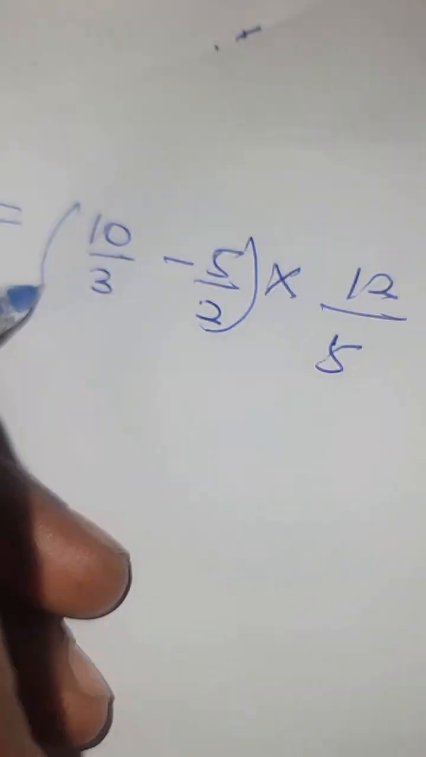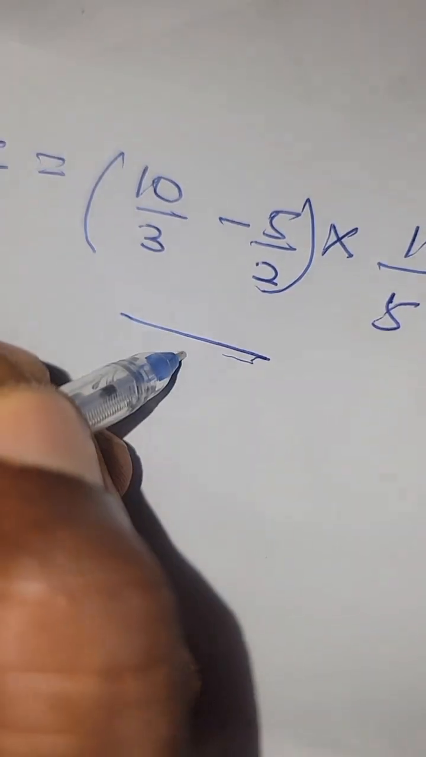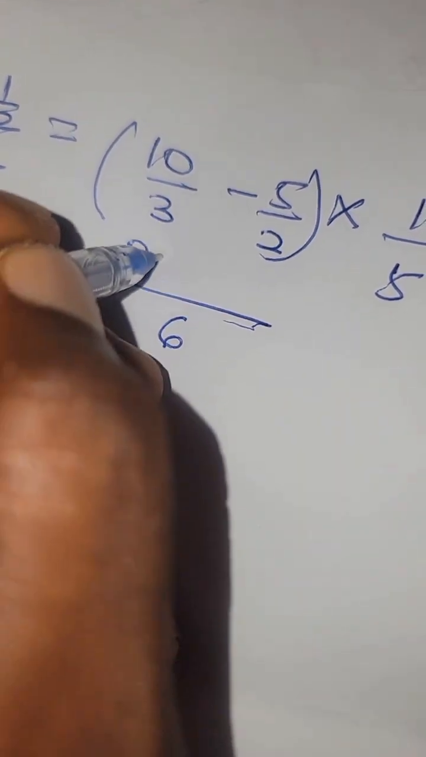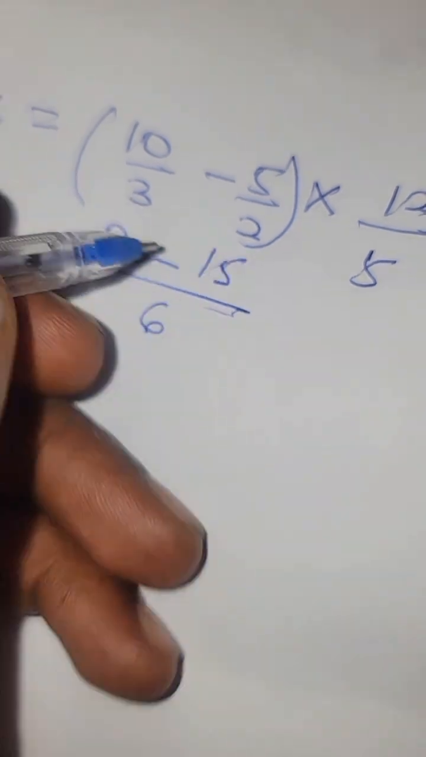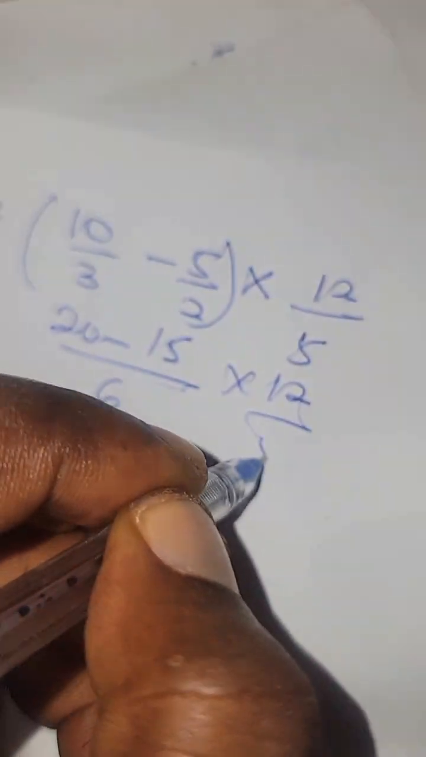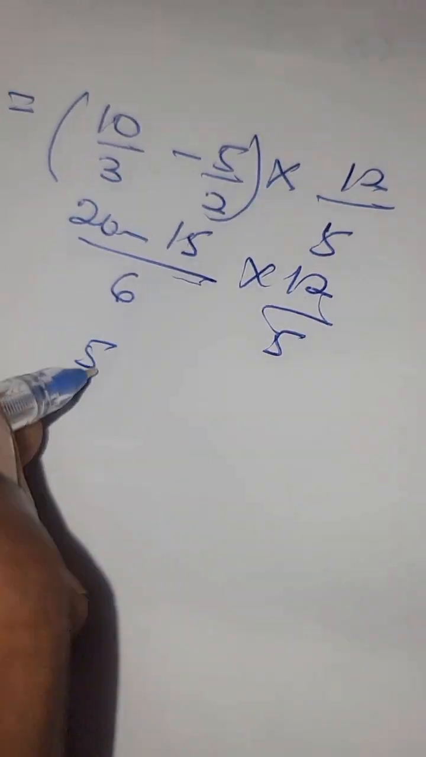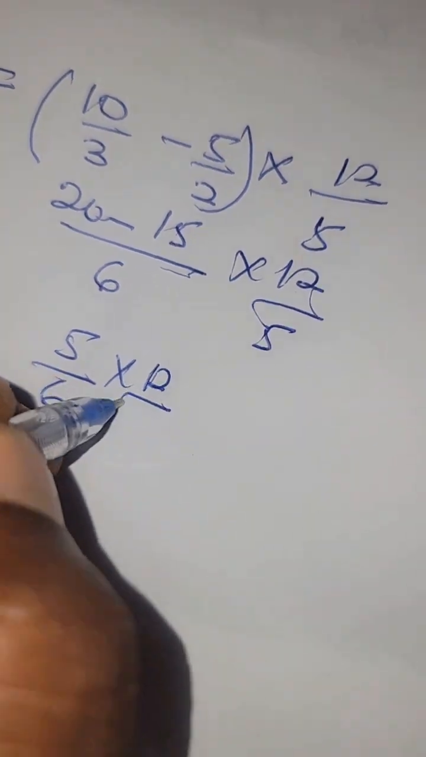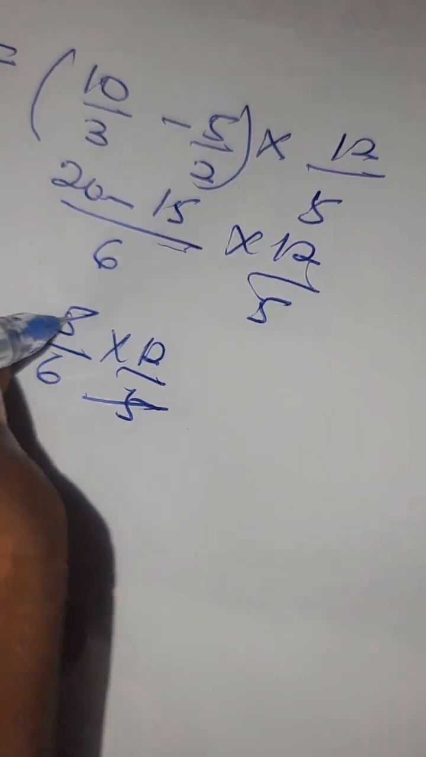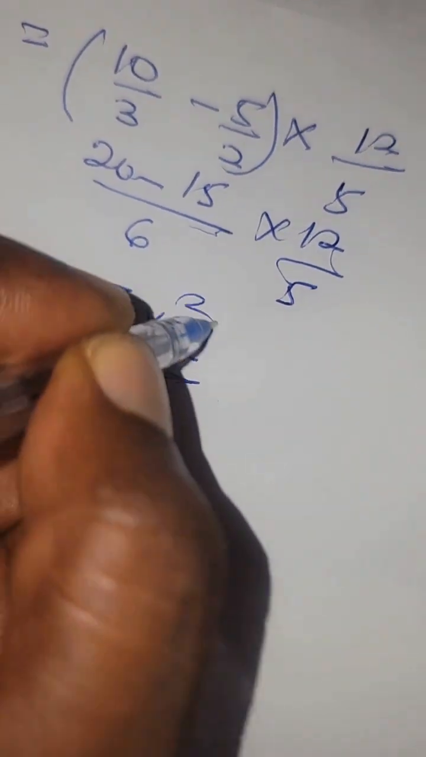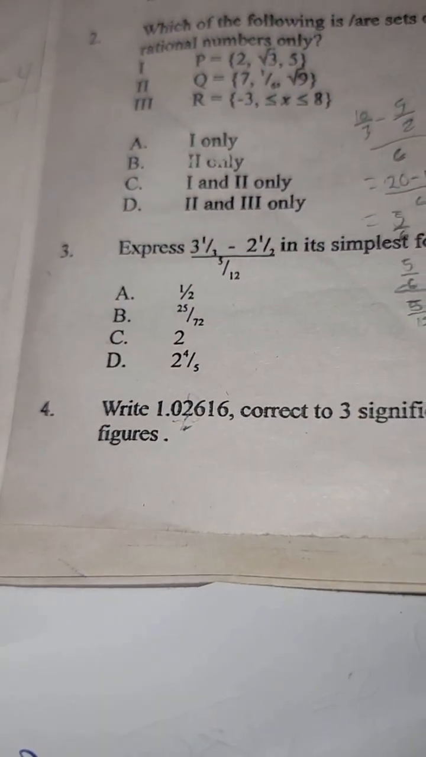So don't forget to solve the numerator first. LCM is 6, 3 there 2, 2, 10, 20, 2 there 3, 3, 5, 15, times 12 out of 5. So this is 5 out of 6 times 12 out of 5. This goes of 6 here 1, 6 here 2. So our answer is 2 whole number, which is option C.